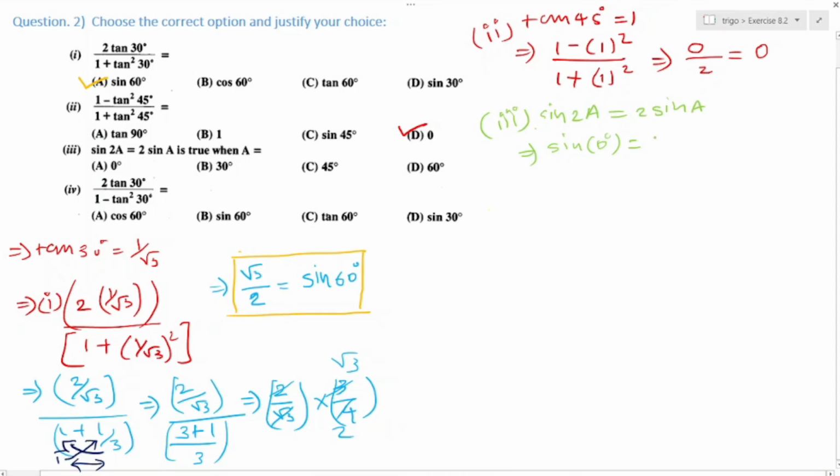Sine 0 degree is equal to 2 into sine 0 degree. But we already know the value of sine 0 degree, right? Sine 0 degree is nothing but 0. So here 2 multiplied by 0 is already 0. And this equation is right. So the answer will be A, 0. Now the fourth question.